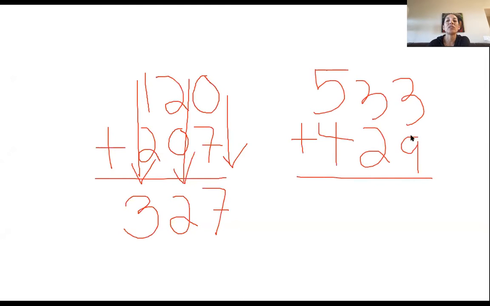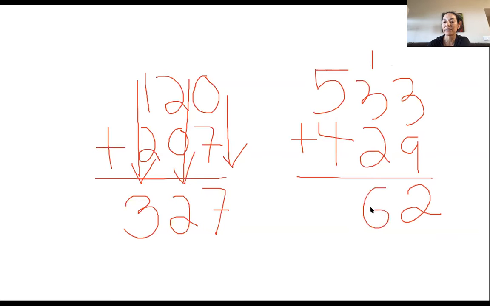Now, here we go. We always start from the right, in the ones place. So 3 plus 9 is 12. Very good. So we're going to put the 2 in the ones place down, and we're going to carry the 10, or the number 1, right? There's 12. The 1 is the tens place. And we're going to add them straight down. Here we go. 1 plus 3 is 4. Plus 2 more is 6.